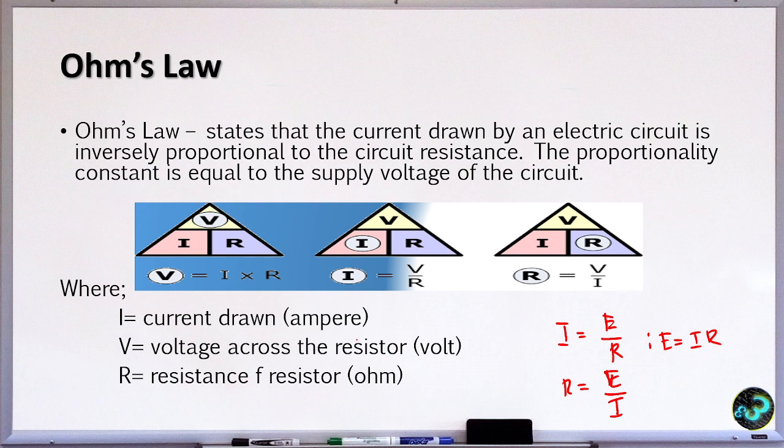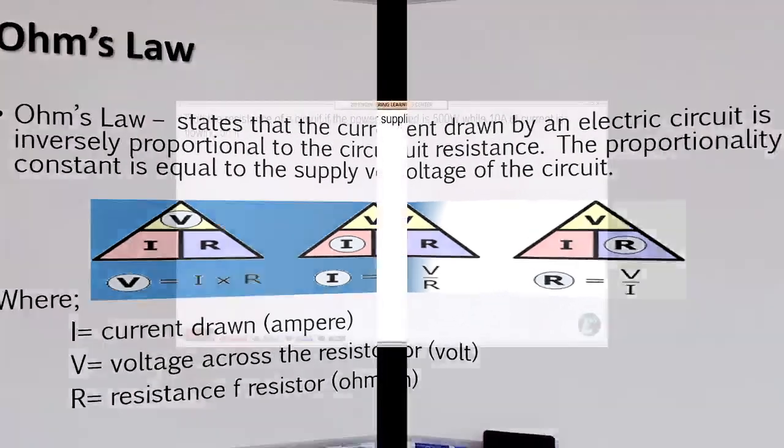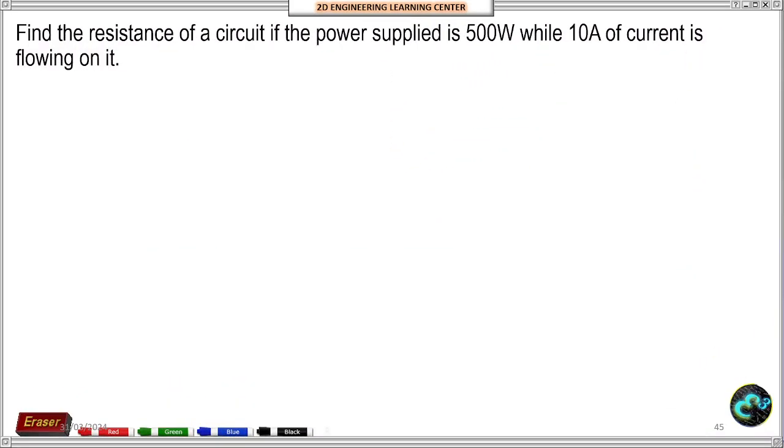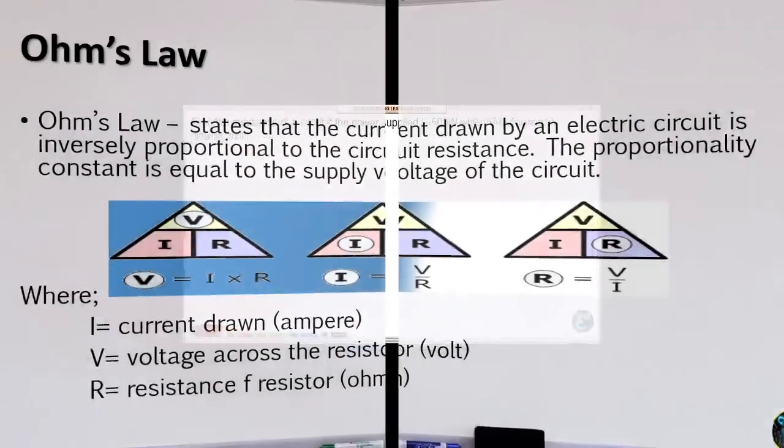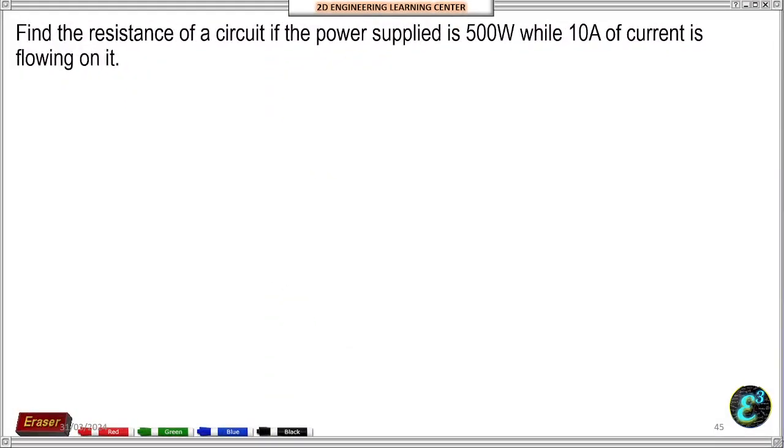So this is Ohm's law, in which we could solve any of the three electrical quantities in a circuit: resistance, current, and voltage, if two of them are given. Okay, so we have an example.